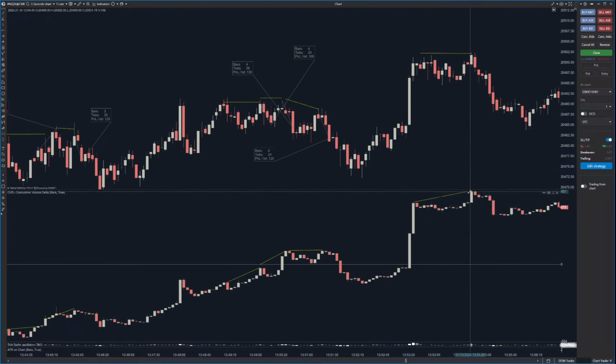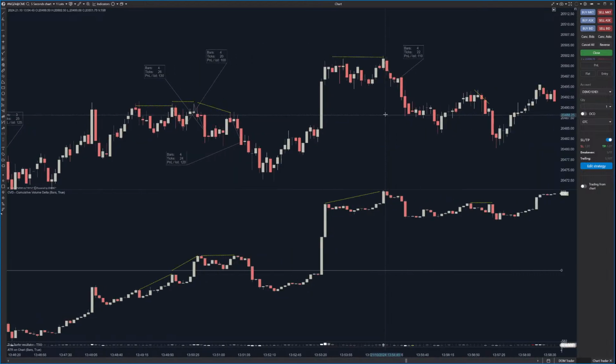Again here, same thing, right? Delta, aggressive buyers are trying, they're not managing, they're not able to, they have to give up, back into the range, 22 ticks.